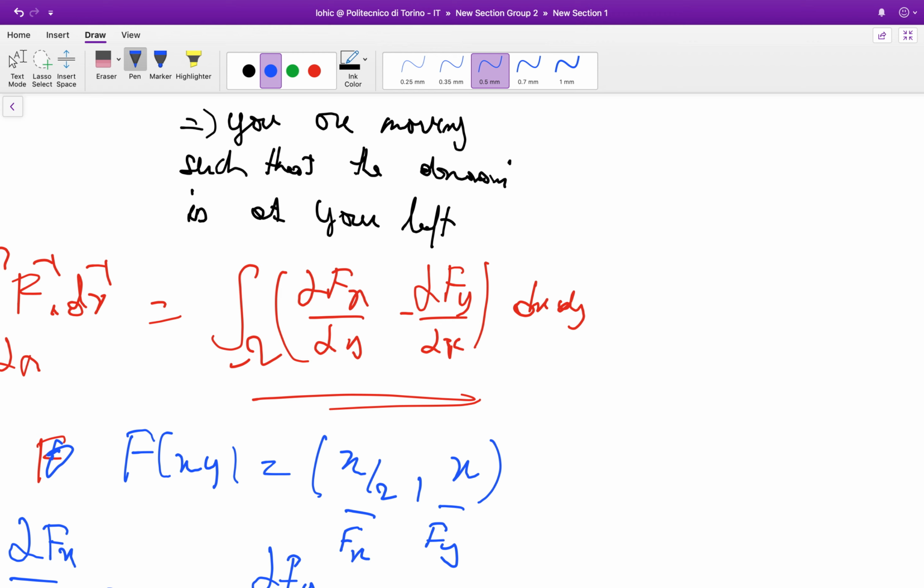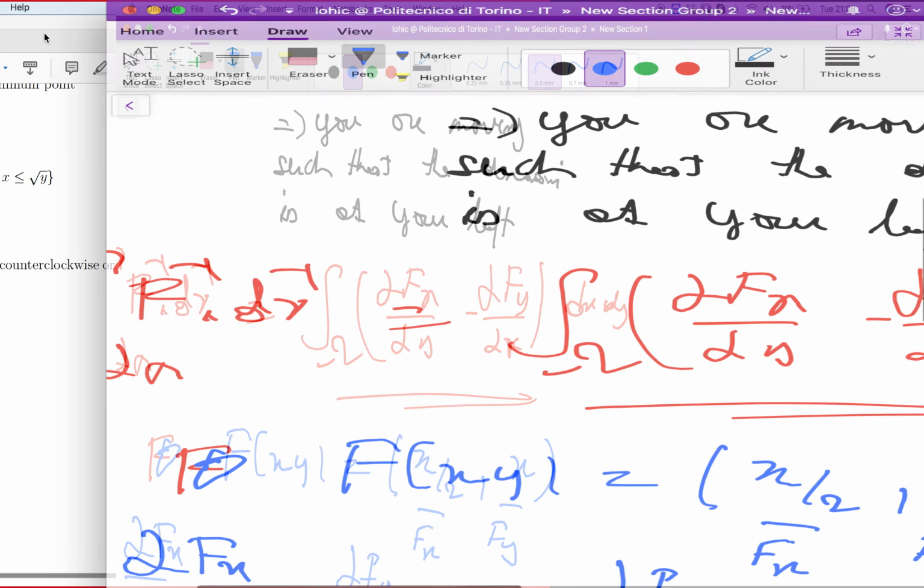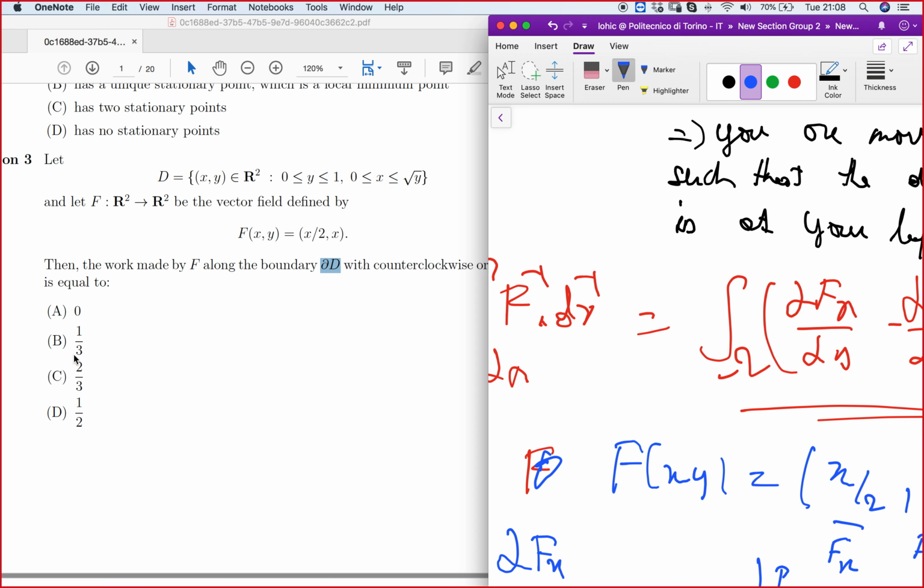So I think the theorem is exactly like this: the derivative of x with respect to y minus, let me check the field, because I have 2 over 3 but not minus 2 over 3. The field is x over 2x, yes.